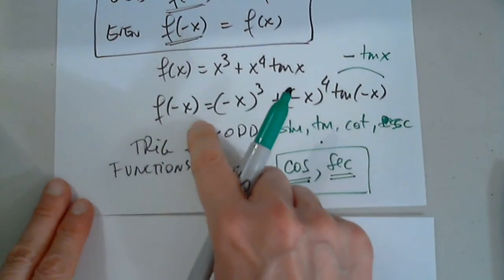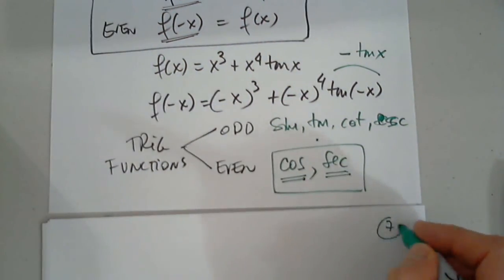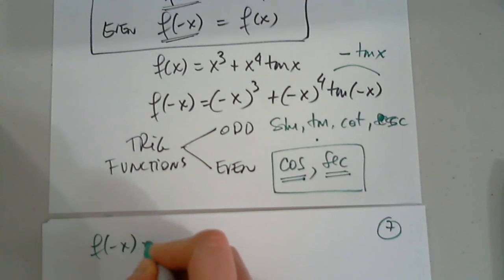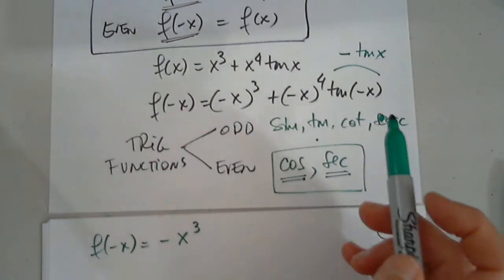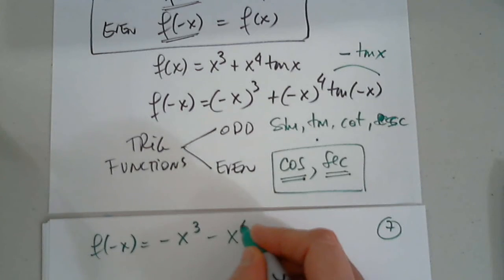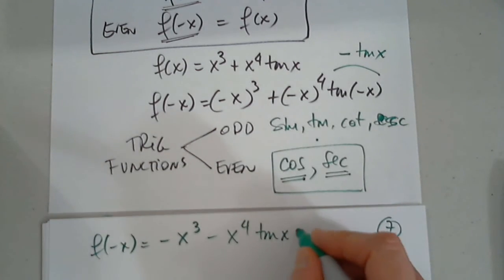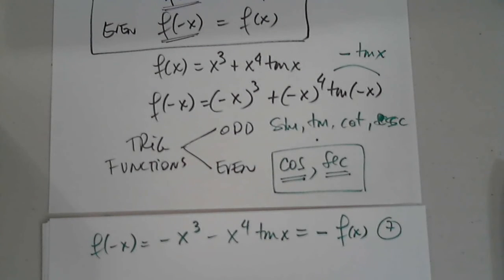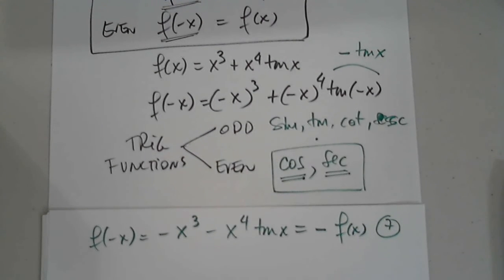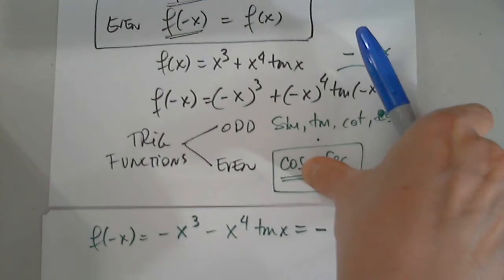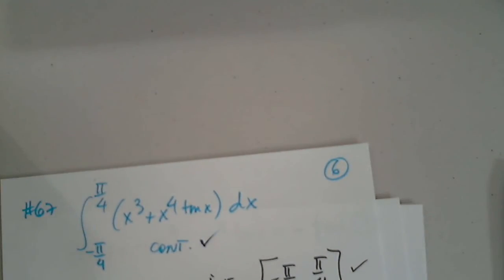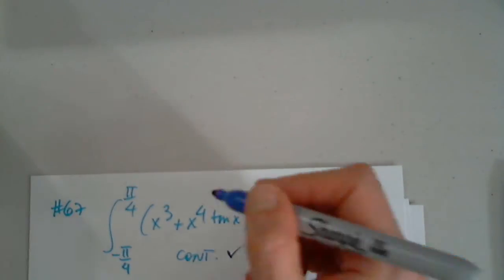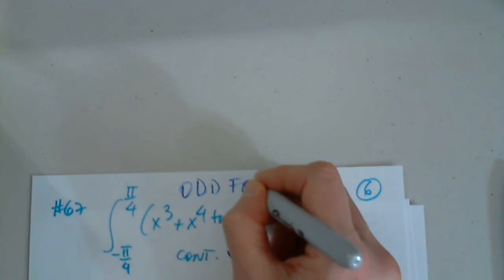So, continuing this, f of negative x is negative x to the third, this is negative x to the fourth tangent x, which is definitely the opposite of f of x. So is this function odd or even? It's odd.